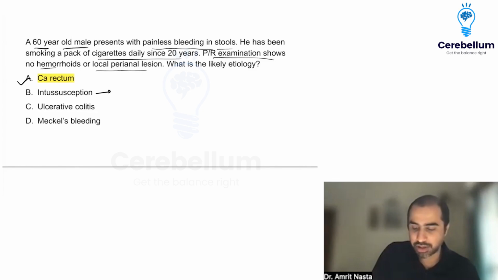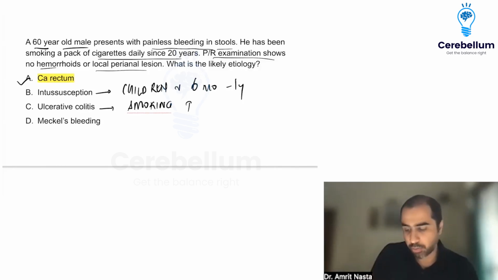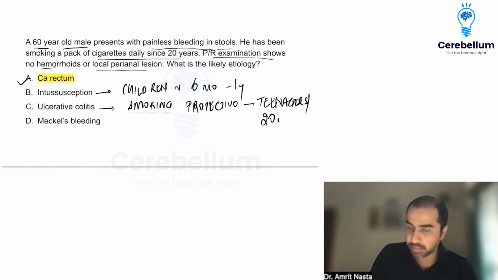Intussusception is seen in children, normally 6 months to 1 year, the weaning period. Ulcerative colitis: smoking is protective, and it is normally seen in youngsters. Smoking protects you from ulcerative colitis. I am not telling you to start smoking. Please don't do that. Ulcerative colitis is normally seen in teenagers or people in their 20s. So you are at risk of ulcerative colitis.